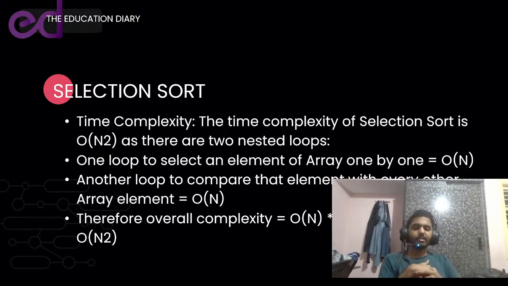So the time complexity of selection sort, overall complexity, is O of n square only. So you can use it. It's not very good, but you can use it.